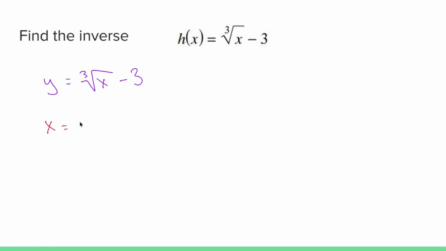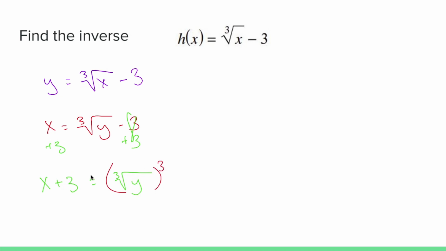So x now equals the cube root of y minus 3. Now you're going to solve for the new y. So let's add 3. X plus 3 equals the cube root of y. Let's cube both sides. That cancels each other out. And so you have x plus 3 cubed equals y.